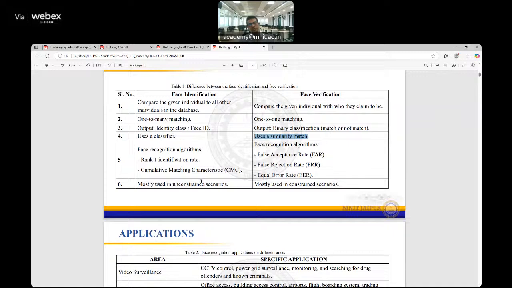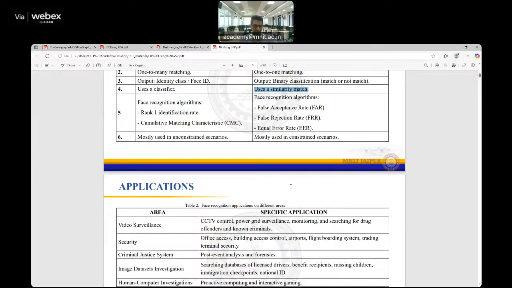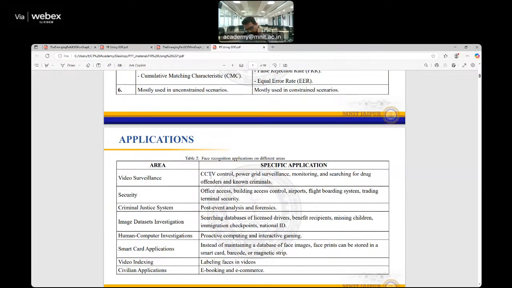Face identification is used where unconstrained scenarios are there, and face verification within constrained scenarios. The applications are CCTV control, power grid surveillance, monitoring, and searching for drug offenders and known criminals. It is even interesting to know that it is used at airports also.